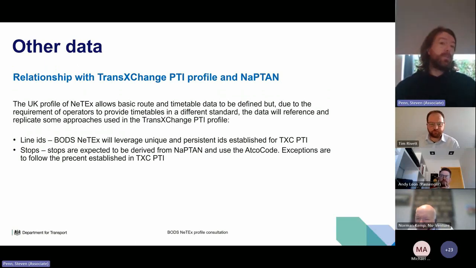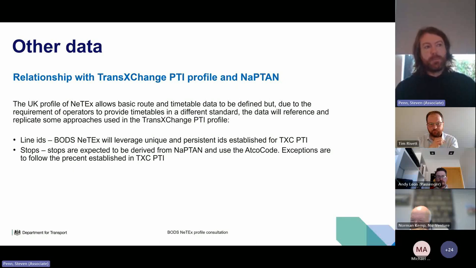So just going back to a key point which I put in the introduction, as we've said, a fare product gives you right to access services, and you can access those services at certain stops. So we need to think about how this NeTEx relates to TransExchange and NAPTAN. The UK profile of NeTEx actually allows you to define basic route and timetable data. But of course, as this is already being done in TransExchange, we are keeping the requirements for route and timetable data to a minimum in the fares NeTEx. And we're very much trying to leverage what already exists in the BODS TransExchange PTI profile. So when we're talking about route and services, we're going to be using referencing that already exists in the PTI profile in order to reference the data back to the route and timetable data.